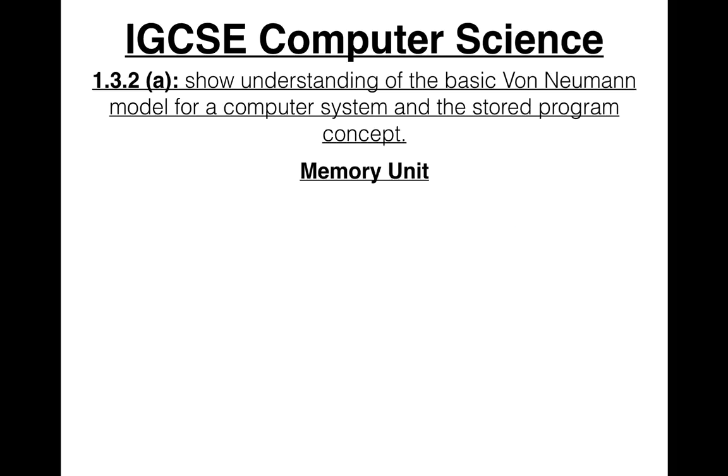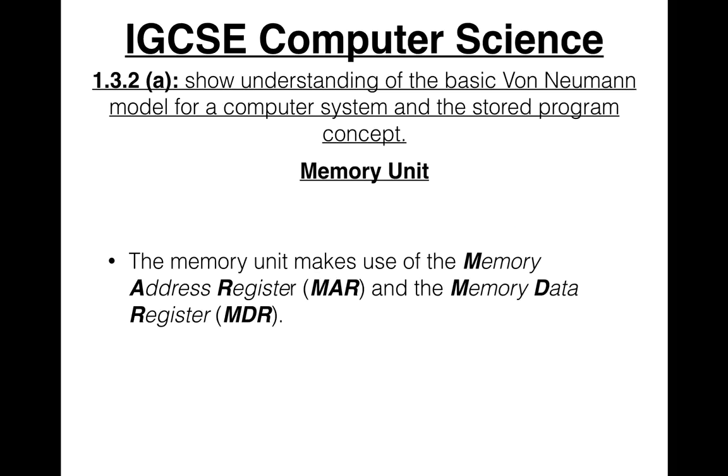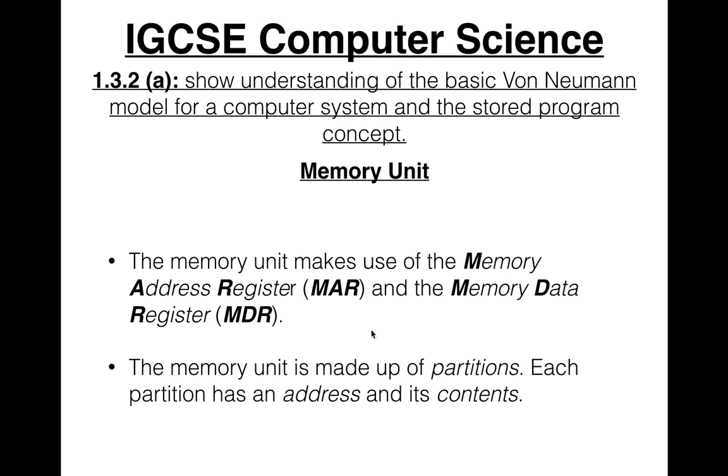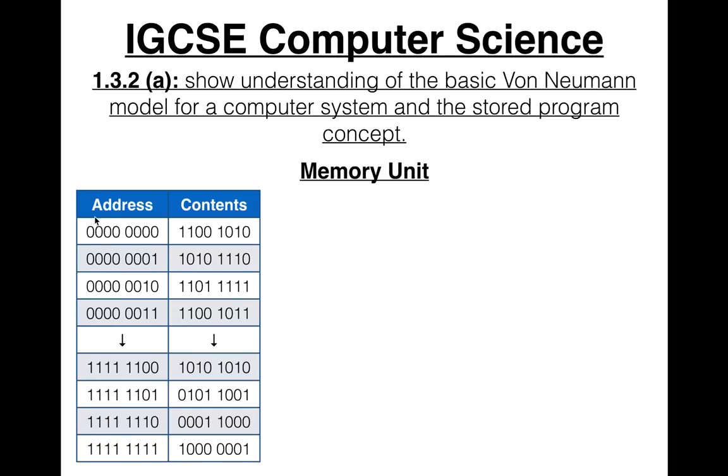So let's look at the memory unit. The memory unit makes use of the MAR and MDR registers, which of course stand for these. The memory unit is made up of partitions, and each partition has an address and the address's contents, which we'll see right now. Say the address was 00000000, the contents would be 11001010, and of course the contents can be anything. The contents are basically the data.